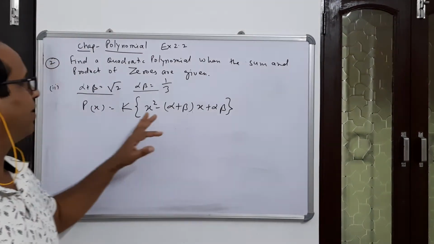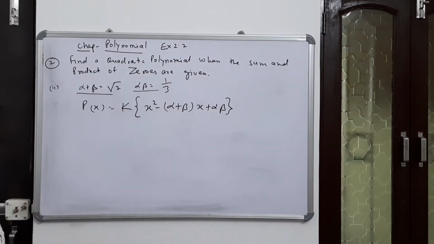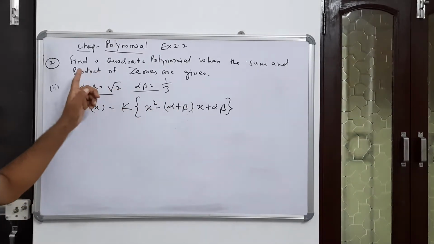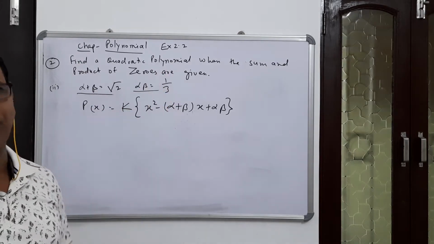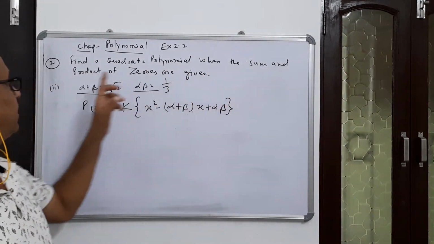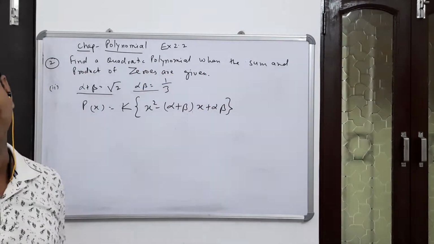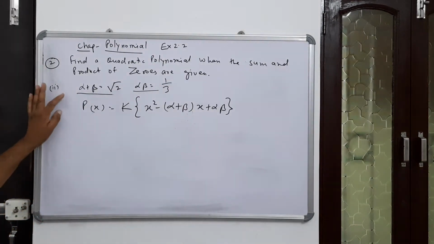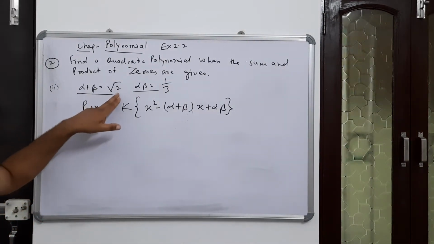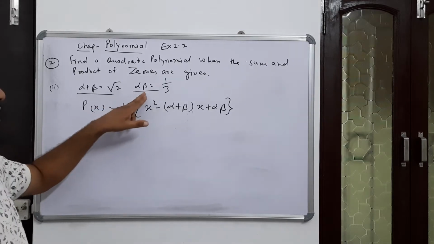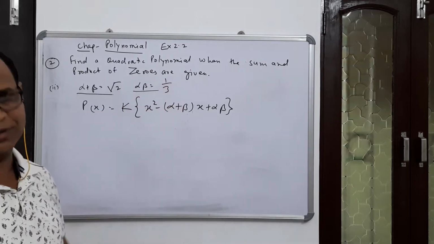Now, yesterday I explained one problem. Today I am taking some more problems in the topic, that is, to find a quadratic polynomial when the sum and the product of the zeros are given. So see this one more problem. Alpha plus beta is root 2 and alpha into beta is 1 upon 3.